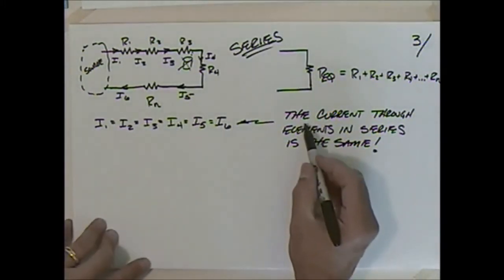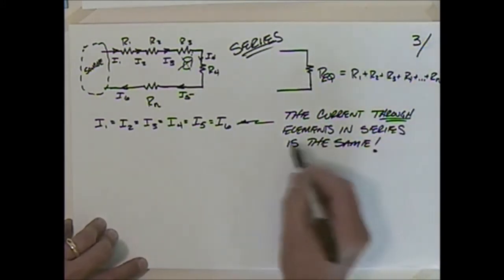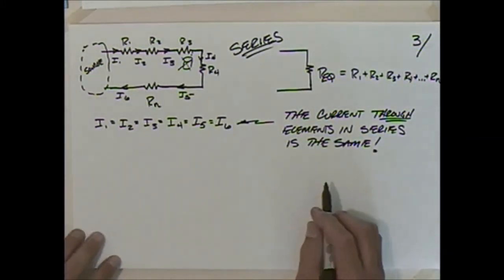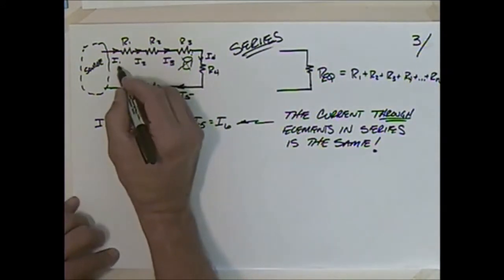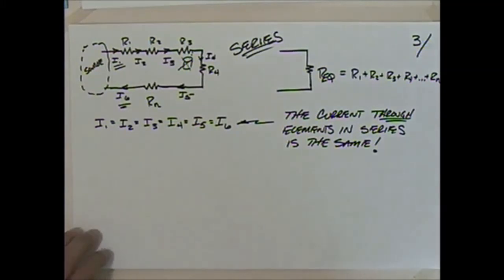And this statement, I was very careful with my wording here. The current through, current goes through something. The current through elements in series is the same. So if I have some way of knowing and figuring out what I1 is, do I know what I6 is? Absolutely, because the current through elements in series is the same.